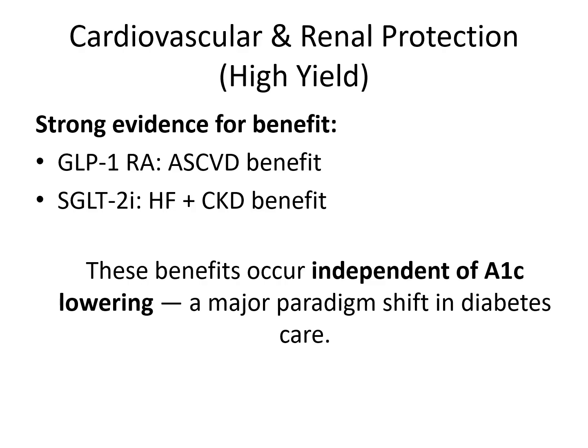This, again, is a major shift. Diabetes treatment is no longer solely about lowering A1C. It is about protecting organs and improving long-term outcomes. So when you see ASCVD, heart failure, or chronic kidney disease in a patient with type 2 diabetes, your medication choice should reflect organ protection, not just glucose control.